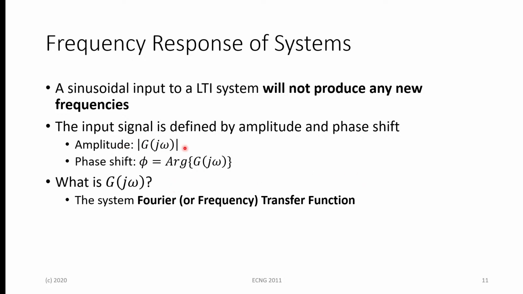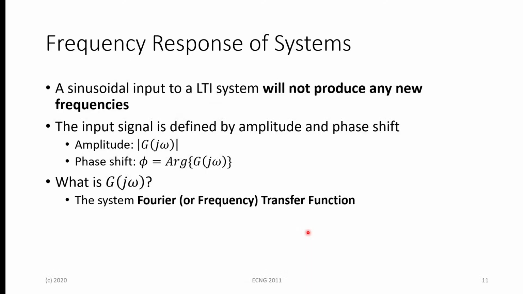Basically, the output signal will be defined by the amplitude and phase shift of the system, where the amplitude is the modulus of g of j omega, and the phase shift is phi, equal to the argument or angle of g j omega. And g j omega gives us the system's Fourier or frequency transfer function, which gives us the mapping between y of j omega and x of j omega, or in time domain terms, the mapping of y of t to x of t with respect to the g of t system.